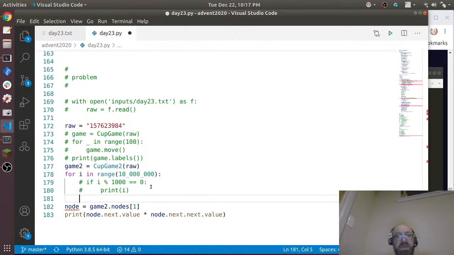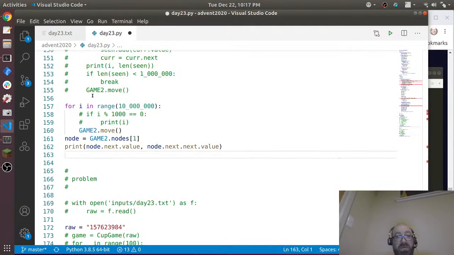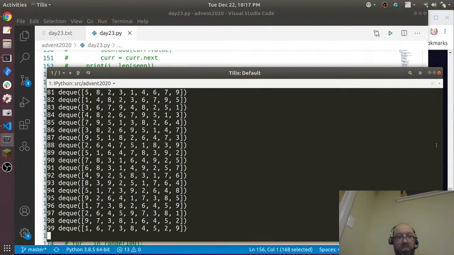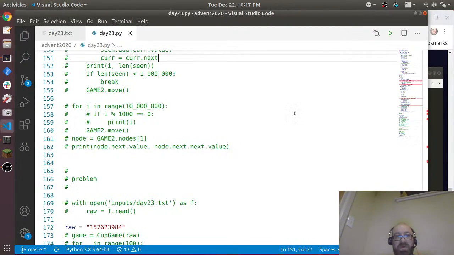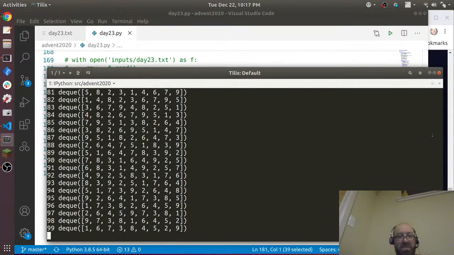Oh no, because I didn't do a game.move. That's the issue. Game2.move. Oh, but then I don't want to take the print statement out. That's why it went so fast. God. Not my day.